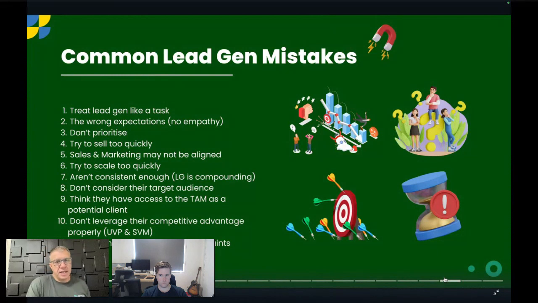Now, their sales and marketing aren't aligned. Both Alex and I have been in a company when sales and marketing weren't aligned, and its lead generation was just completely ineffective. Again, all companies try to scale too quickly as well, and don't learn the lessons or walk before they can run, or the crawl, walk, run approach.